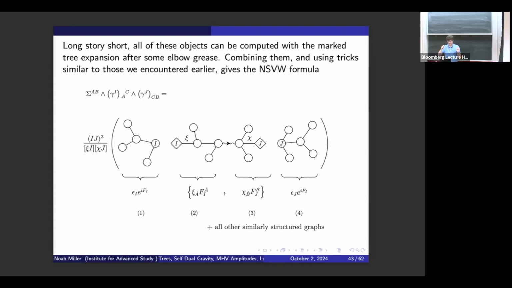and you use the wiggly nodes and the wiggly edges, and you need to define some different nodes, and you need to manipulate them with rules very similar to the rules I was showing you earlier. So the graphs you're summing over look like this, and long story short, you can Frankenstein together the MHV amplitude using this action, and you get out the NSVW formula.